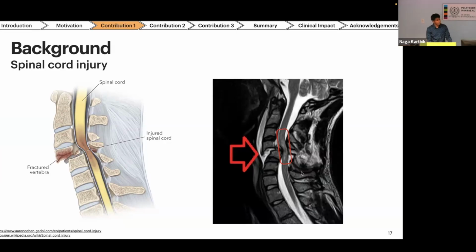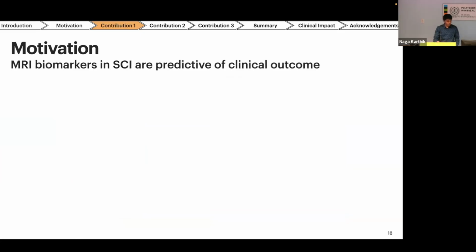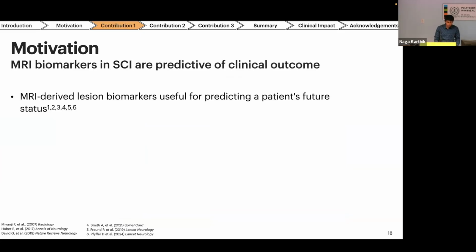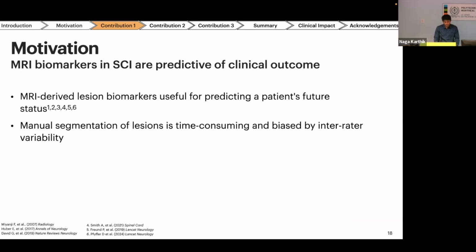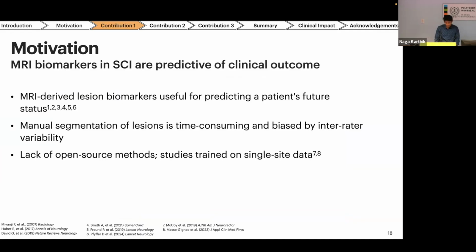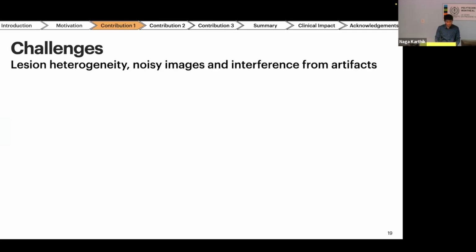As a side note, SCI is usually a devastating event for the family and the patients. It has adverse socioeconomic consequences, because the patients usually become paraplegic or tetraplegic, depending on where and how high the injury occurs on the spinal cord. And as I said before, MRI biomarkers in SCI are useful in predicting the patient's outcome. Because of the lack of open source methods, and studies trained on single-site data that do not generalize well, there's a need to segment SCI lesions.